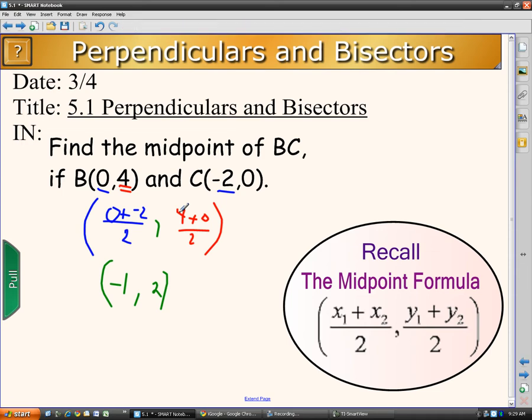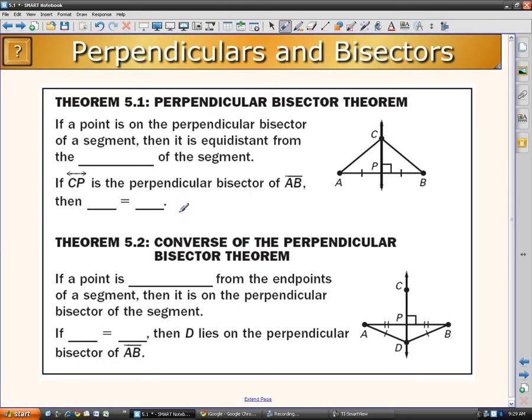So we're going to move into some theorems. We're going to talk about the perpendicular bisector theorem. Basically the perpendicular bisector theorem says if a point is on the perpendicular bisector of a segment, then it is equidistant from the endpoints of the segment.